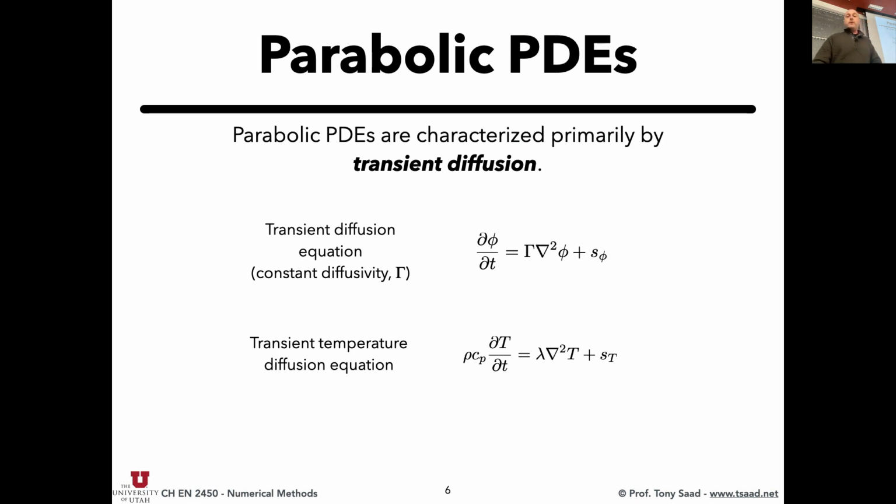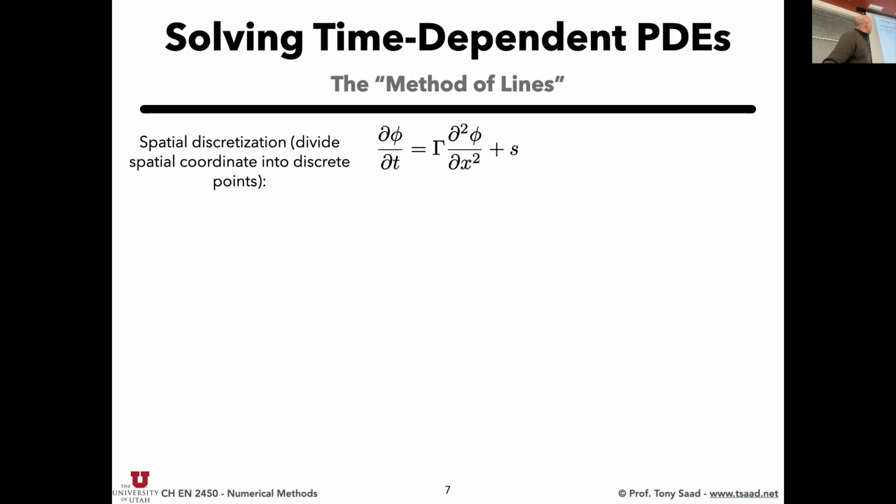So here's how we do this. First we start with the spatial discretization. So I'm giving an example here in 1-dimensional physical space, okay? But we still have a time derivative, so it's still a PDE, okay?